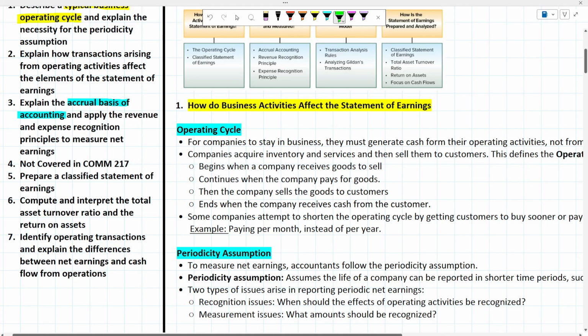In the book, we're not going to be covering that in 217, so I won't talk about it in this video. Number 5, prepare a classified statement of earnings. And 6, compute and interpret the total asset turnover ratio and the return on assets. So I'll just write that as return on assets. 7, identify operating transactions and explain the differences between net earnings and cash flow from operations.